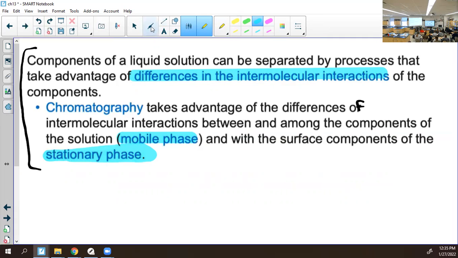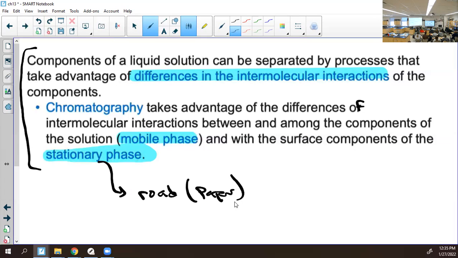So the stationary phase, just as an example, is the road that you drive on. It doesn't go anywhere, right? And in our example, this would be the paper. You sort of with me? Because you maybe did this in earlier grades.